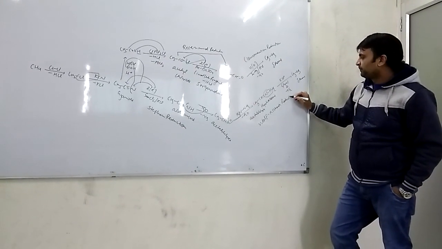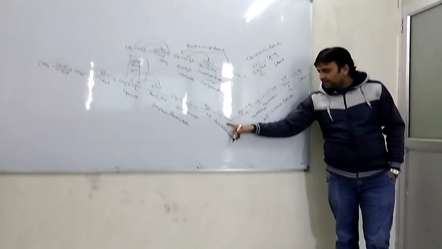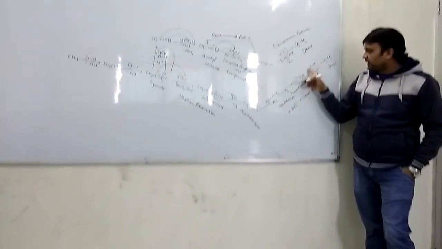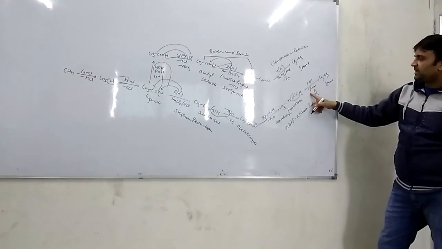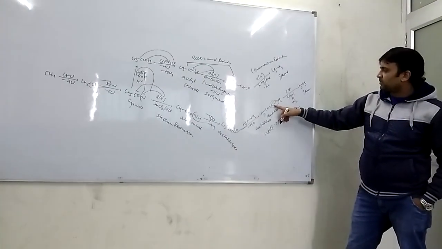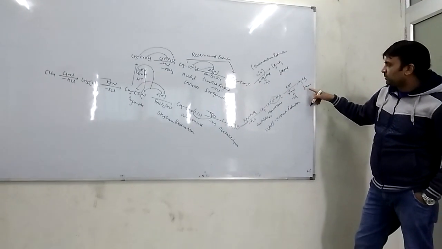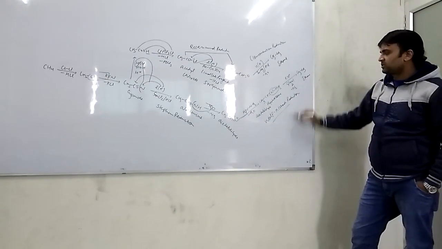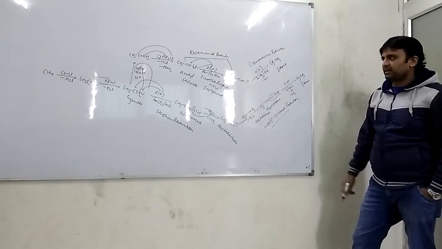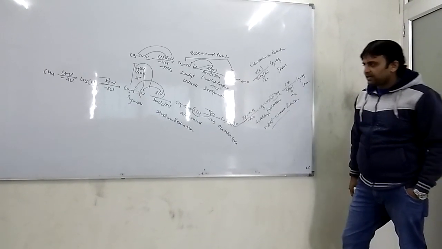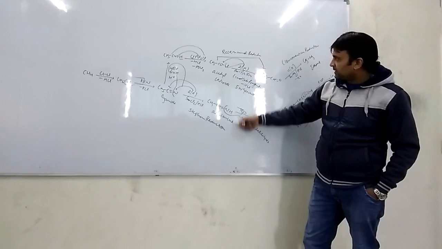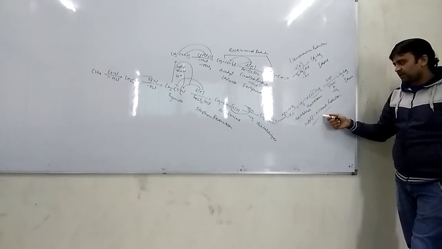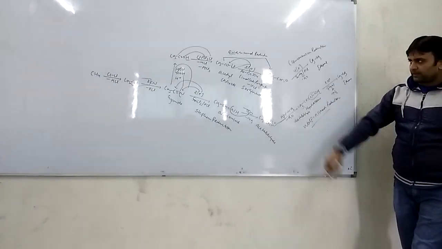Wolff-Kishner reduction is the reaction of aldehyde with hydrazine, loss of water, forming hydrazone. On heating in presence of KOH and glycol, it releases nitrogen and it is converted into alkane. This compound is alkane and the reaction is known as Wolff-Kishner reduction. What you have studied till now: this is Stephen, this is Rosenmund, this is Clemmensen, this is Wolff-Kishner. Now come to the next one.